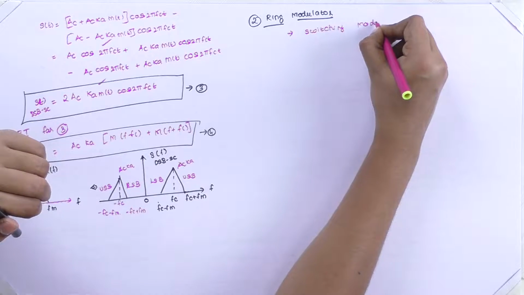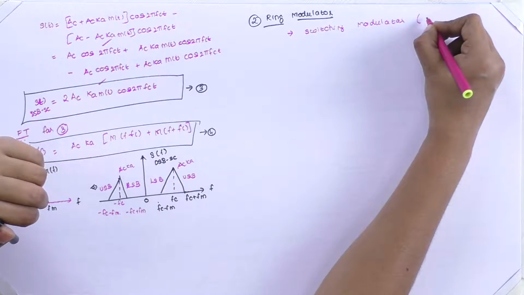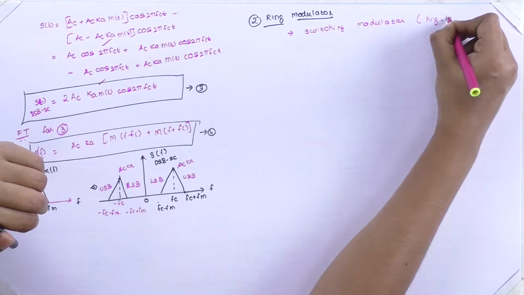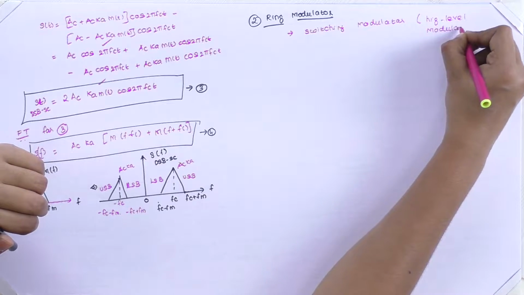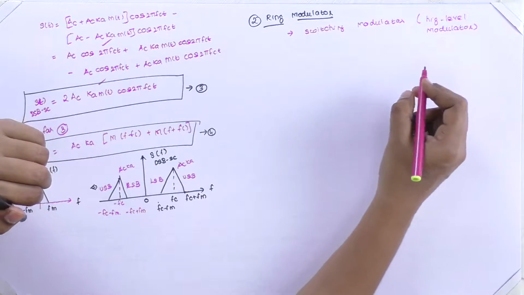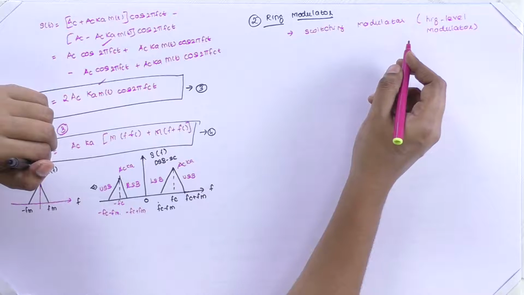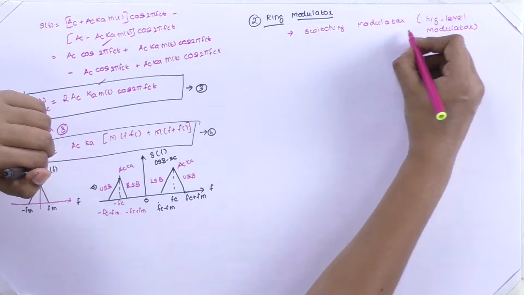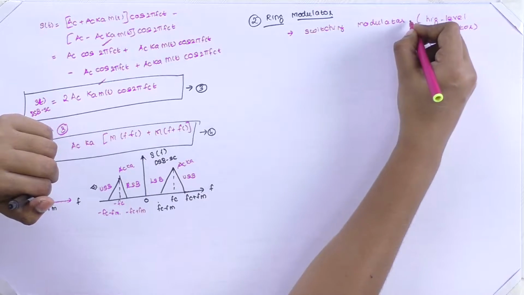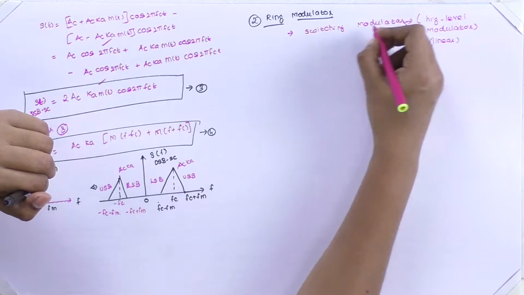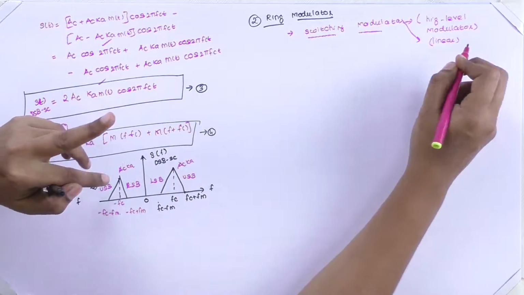In conventional AM, we have seen the switching modulator, which we have used for high level modulators. For low level modulators, we have used square law detectors, because square law detectors operate in a non-linear region and the switching modulator operates in a linear region. This we have already seen. The switching modulator is preferred for high level modulation.